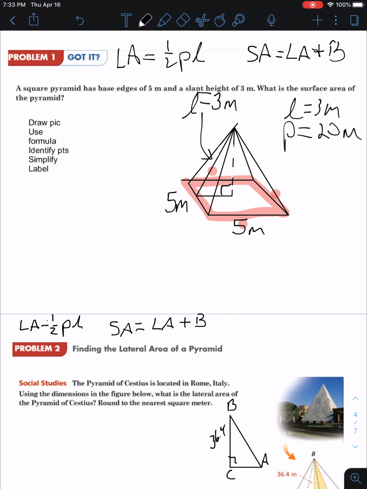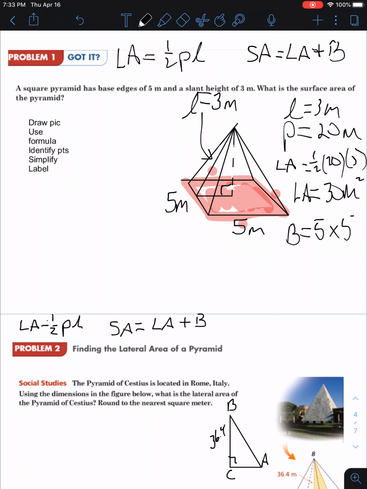All right, the LA would be 1/2 times 20 times 3. Well, 20 times 3 is 60. Half of 60 is 30. So the LA is 30 square meters, squared because we've got meters times meters. Now we've got to find the base. The base is right over here, that would be this whole area down here. So the base is 5 times 5, or 25 square meters.